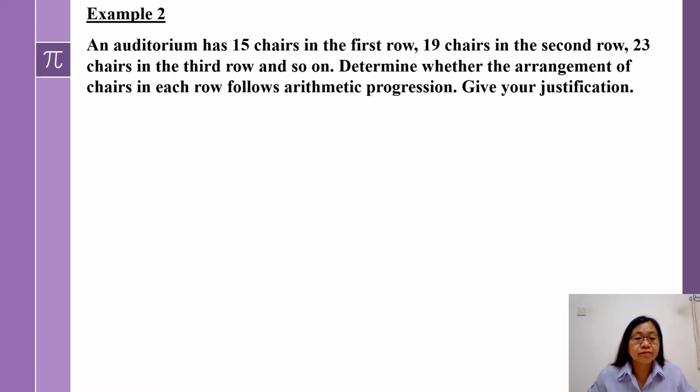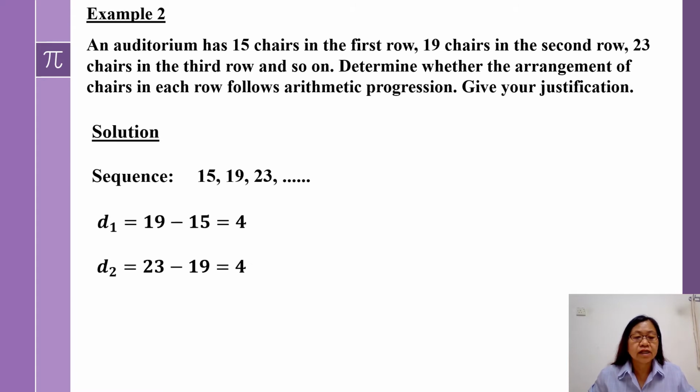Now look at example 2. An auditorium has 15 chairs in the first row, 19 chairs in the second row, 23 chairs in the third row, and so on. Determine whether the arrangement of chairs in each row follows an arithmetic progression. Give your justification. So the solution is, you are given the sequence 15, 19, 23, and so on. You find your d1, so it's 19 minus 15.